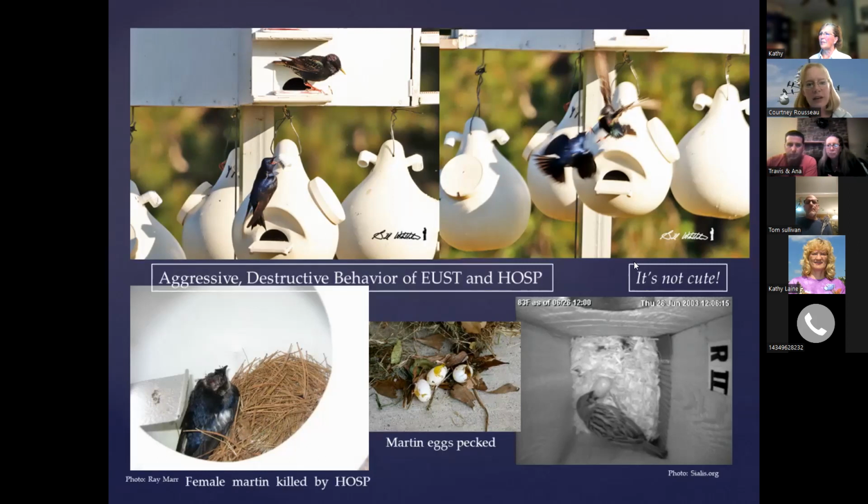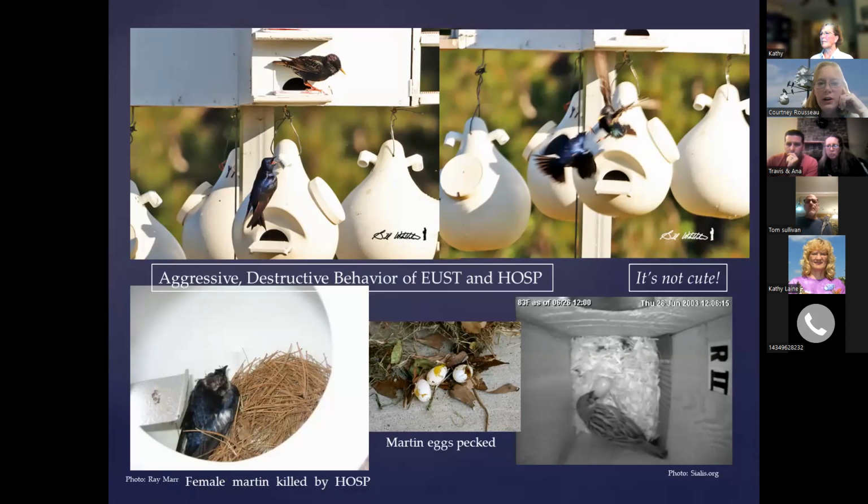So in this top left and top right photo, these were pictures that were taken at a colony in Raleigh, North Carolina. And what had happened was this pair of martins was trying to set up in a gourd underneath this old wooden house. And a pair of starlings was also trying to set up in this old wooden house.